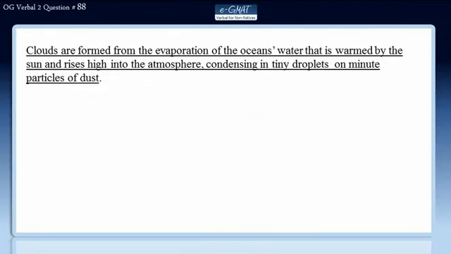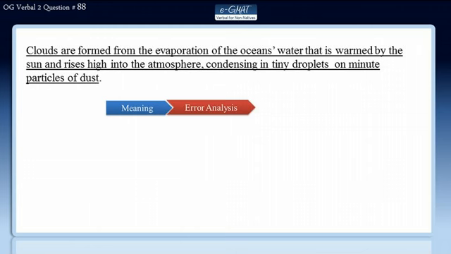We will solve question number 88 of OG Verbal 2nd edition by using the e-GMAT 3-step process. In the first step, we will understand the meaning of the sentence. In the second, we will evaluate the errors in the sentence, and finally, we will review all the answer choices to get to the correct answer.